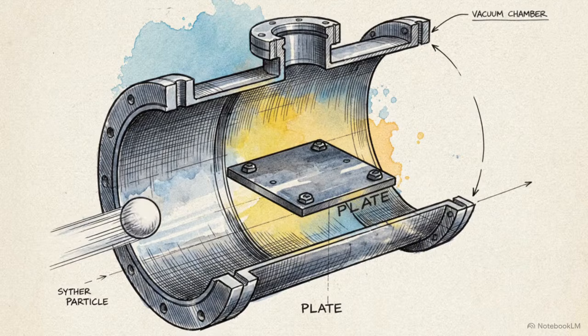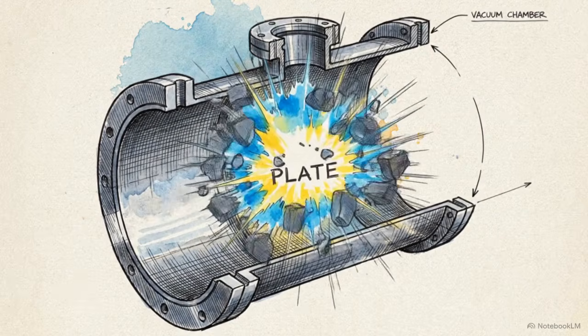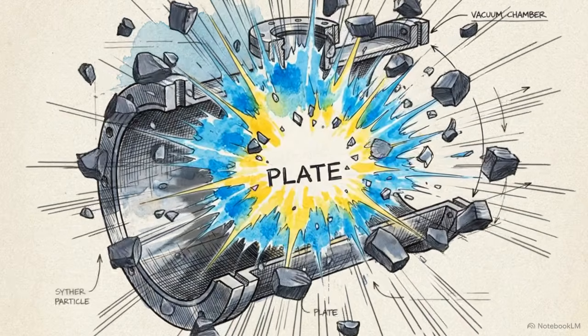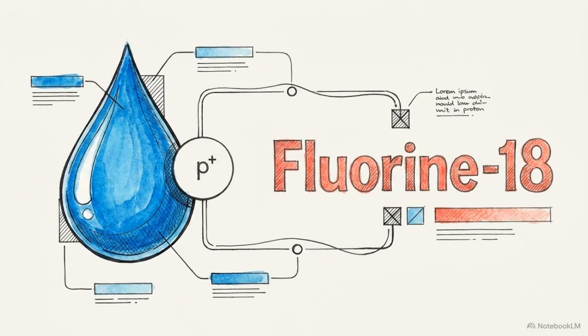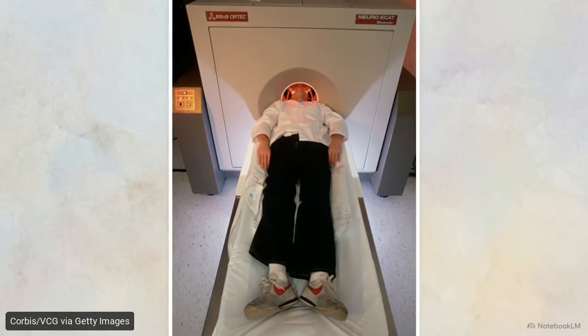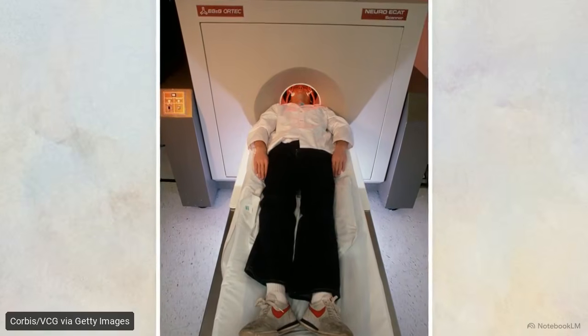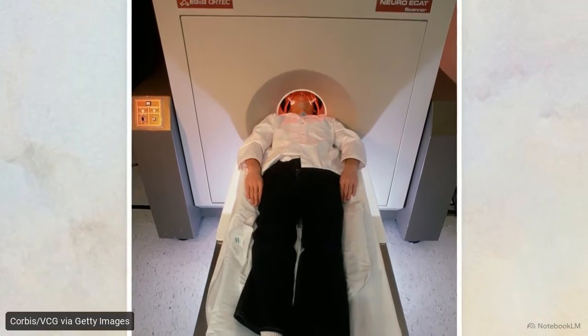Inside this chamber, the high-speed particle strikes a highly specific target material. The impact forces a change in the atomic structure, forging the desired radioisotope. For example, by bombarding oxygen-18-rich water with protons, we produce the proton-rich isotope fluorine-18. This image shows a patient positioned for a scan. Fluorine-18, the critical isotope used in FDG PET scans, has a half-life of only 1.87 hours.